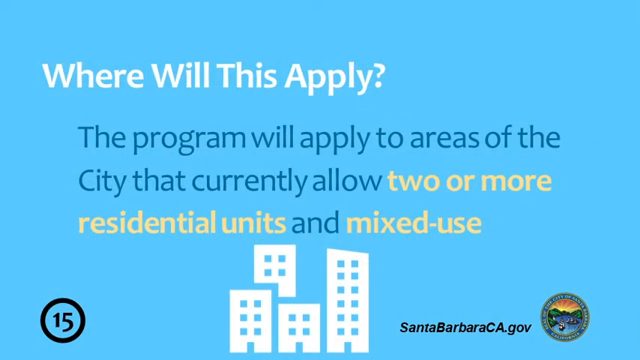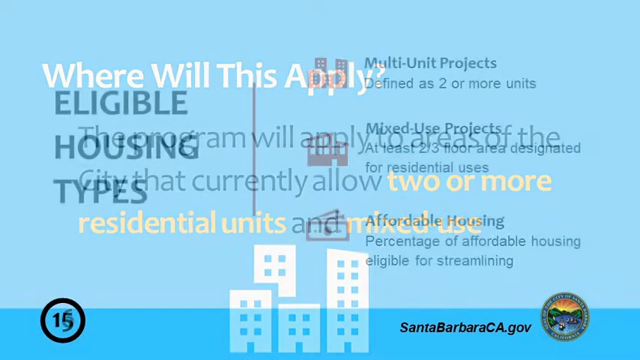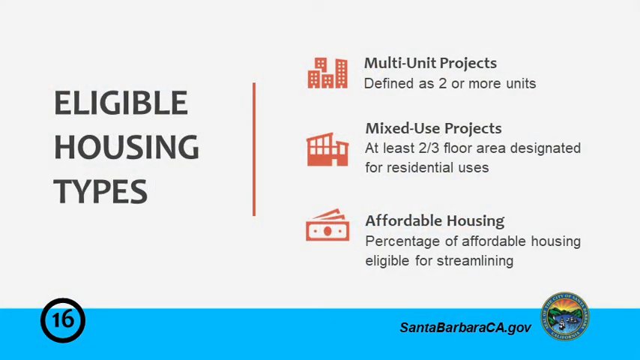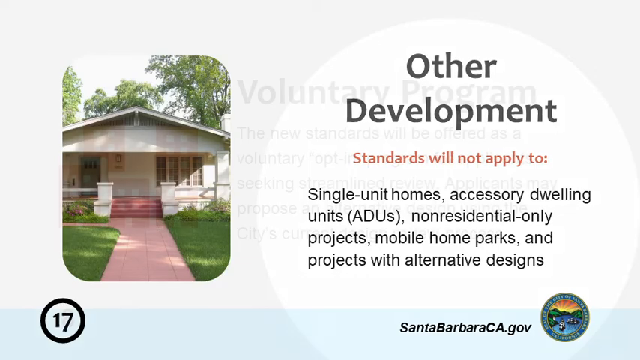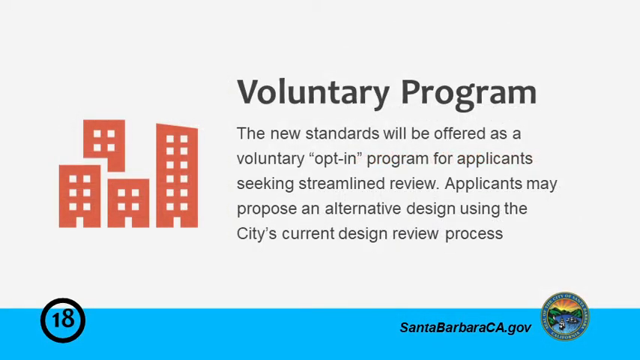The program will apply to areas of the city that currently allow 2 or more residential units, not including accessory dwelling units and mixed use. Only certain housing projects will be eligible: multi-unit, mixed use, and projects containing a minimum percentage of affordable housing. Other developments are not eligible, such as single-unit homes, accessory dwelling units, non-residential, mobile home parks, and projects that propose an alternative design. The new standards will be a voluntary opt-in program for applicants seeking streamlined review. Applicants may propose an alternative design using the city's current design review process.